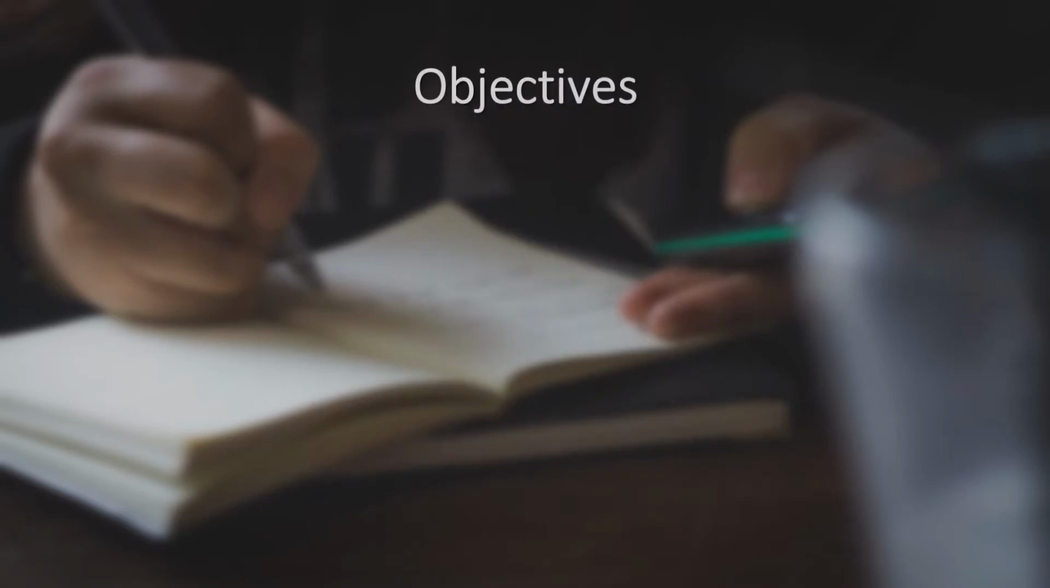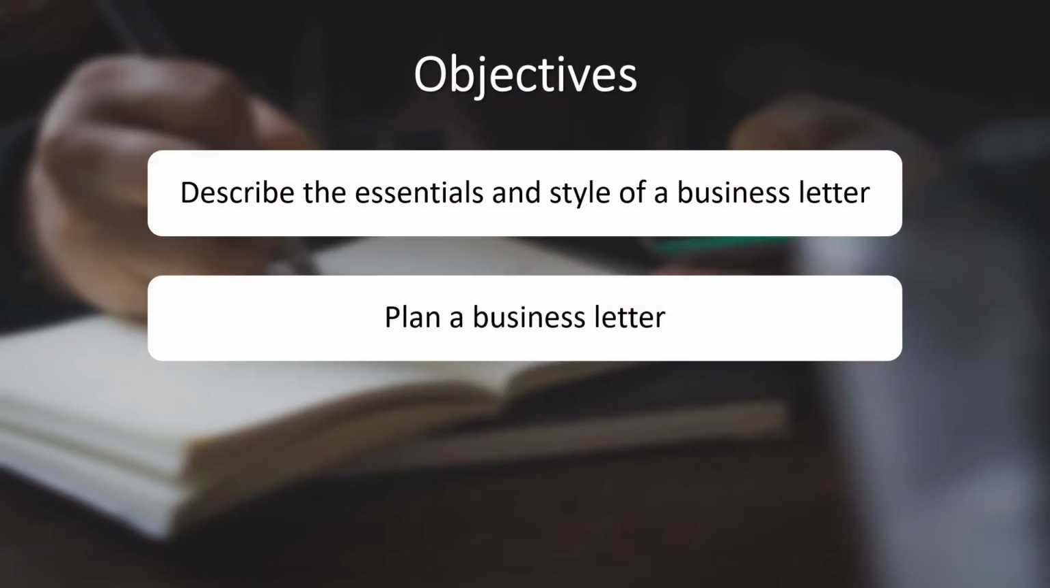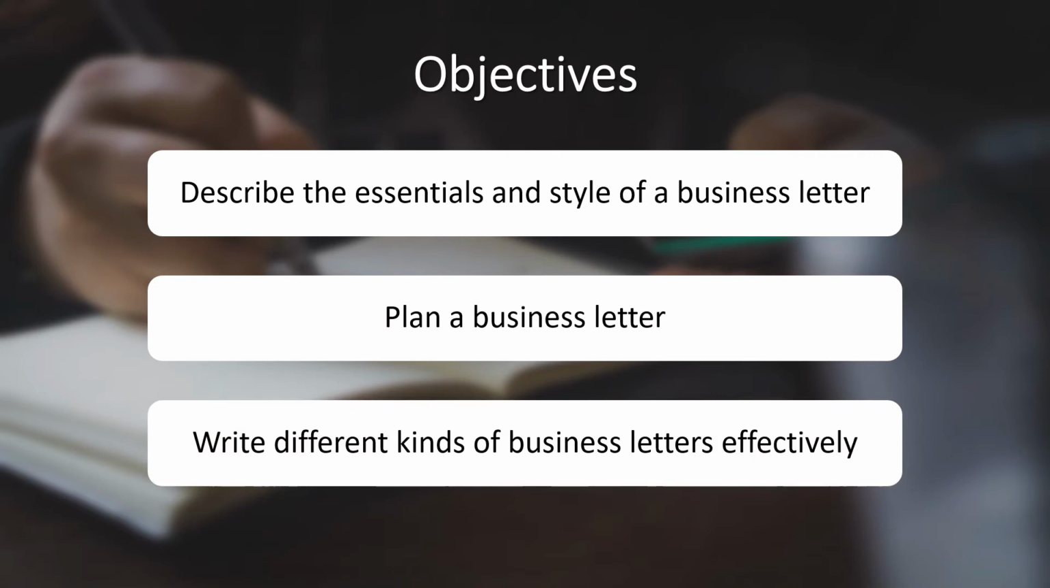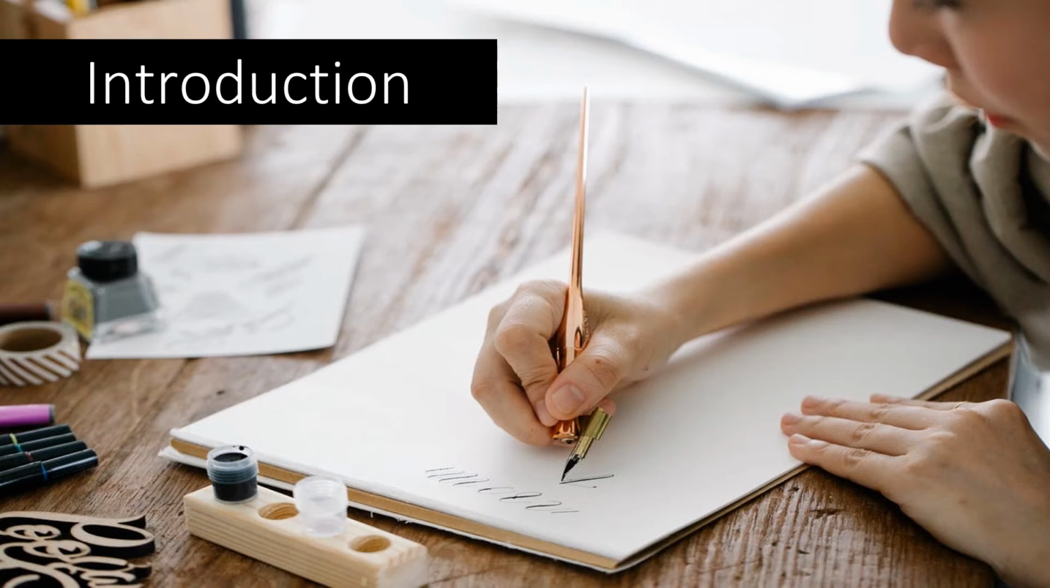Well, we'll wait for part 2 a little later, but for now, since we have looked at the objectives, let's try and understand what it is that we're going to arrive at on completion of this 2-part video series. Once a student completes the first 2 units, that is video 1 and video 2 of this series, you should be able to describe the essentials and style of a business letter. You should also be able to plan a business letter, and finally you should be able to write different kinds of business letters effectively.